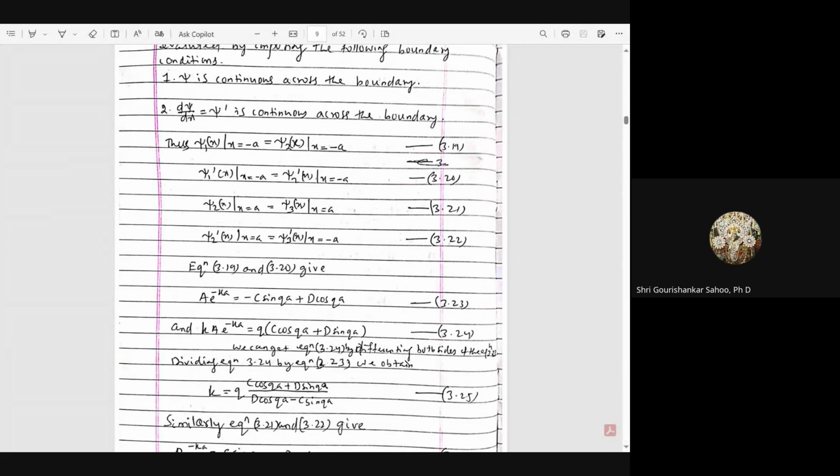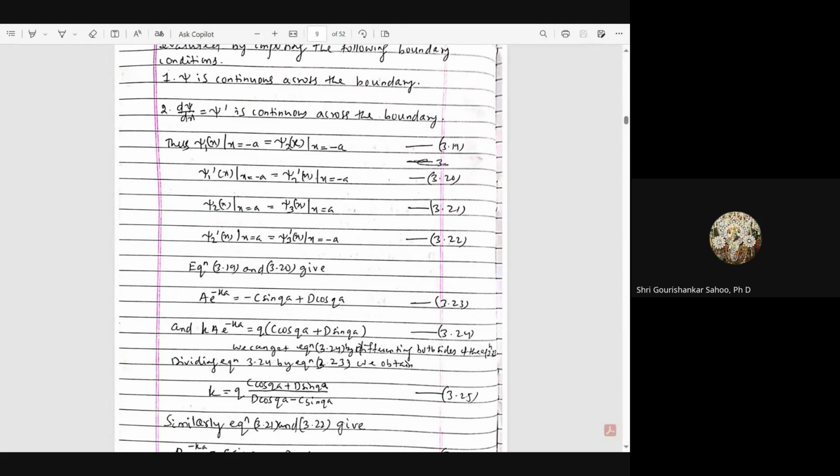Psi 2 at x is equal to a is equal to psi 3 at x is equal to a. Similarly, for the first derivative, psi 1 dash at x is equal to minus a is equal to psi 2 dash at x is equal to minus a, and psi 2 dash at x is equal to a is equal to psi 3 dash at x is equal to a, using these two boundary conditions 1 and 2. Now you can write e to the power minus ka is equal to minus c sin qa plus d cos qa, and the first derivative gives k e to the power minus ka is equal to q cos qa plus d sin qa.